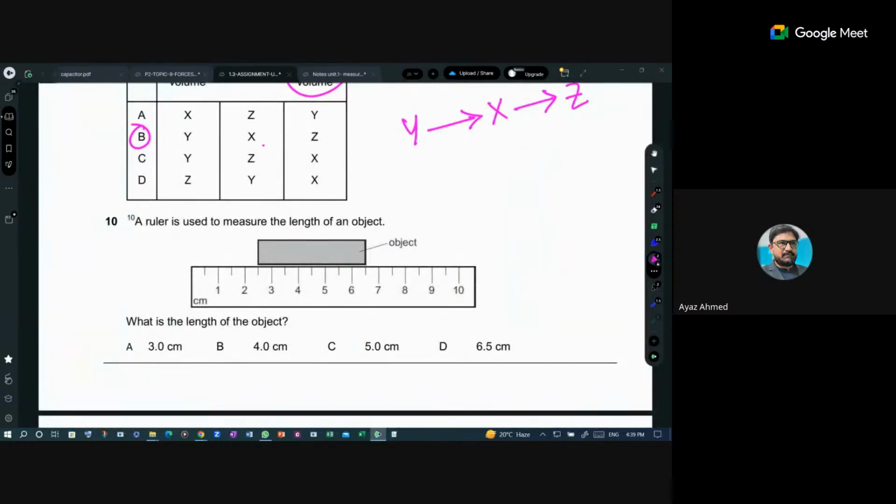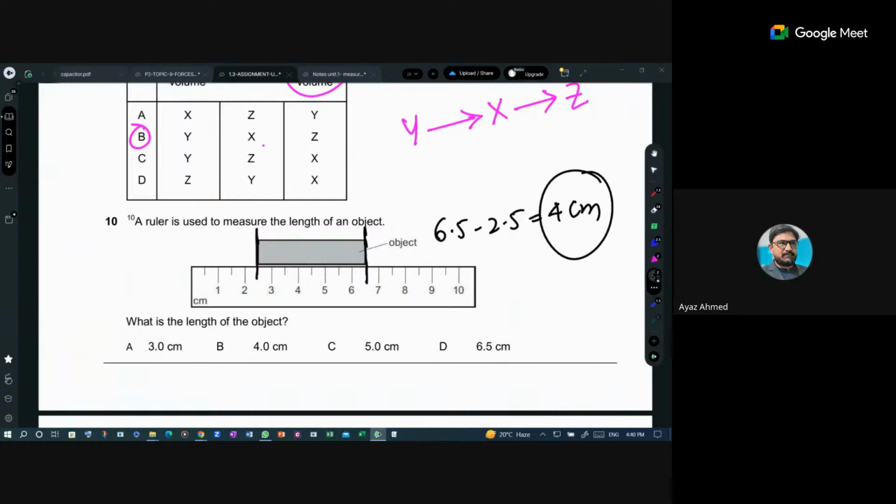Now, a ruler is used to measure the length of an object. What is the length of the object? 4. Hasanul Abdin, do you agree? Yes, sir, because this is 2.5 and this is 6.5. So 6.5 minus 2.5 is equal to 4 centimeters.